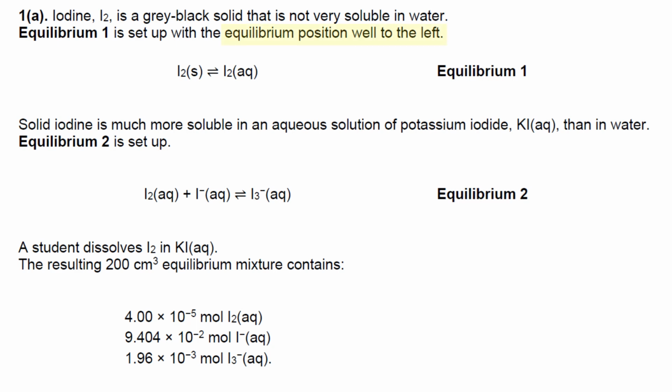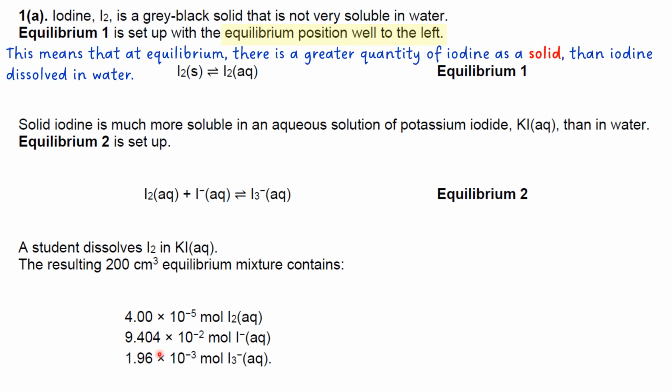Now the first thing is it says equilibrium 1 is set up with the equilibrium position well to the left. That follows the first sentence, which says iodine is a grey-black solid, an observation you might want to bear in mind for later on, that is not very soluble in water. So you wouldn't expect very much of this to dissolve to make I2 aqueous. So that means the position of equilibrium is quite far over this side rather than this side. Hence why it says the equilibrium position is well to the left. So that means there's a greater quantity of iodine as a solid than iodine dissolved in water.